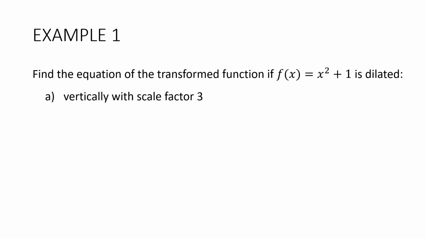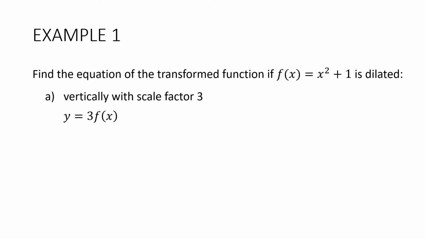Okay, let's look at a couple of examples. Find the equation of the transformed function if f of x is equal to x squared plus 1 is dilated vertically with a scale factor of 3. Now this is really easy. We've just got to put the 3 in front of the f of x like this.